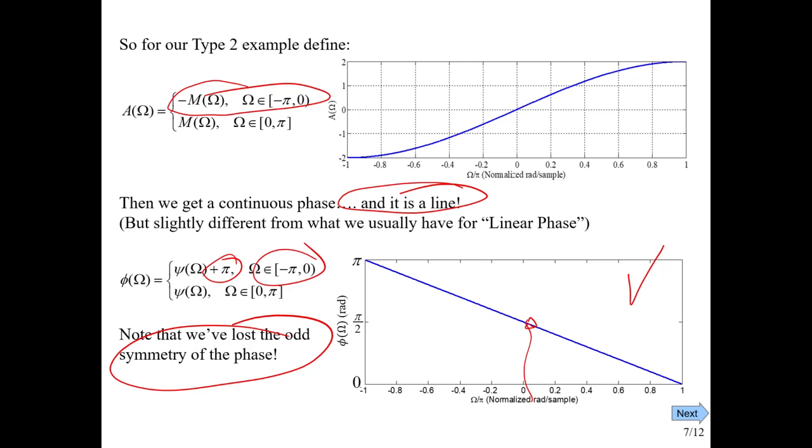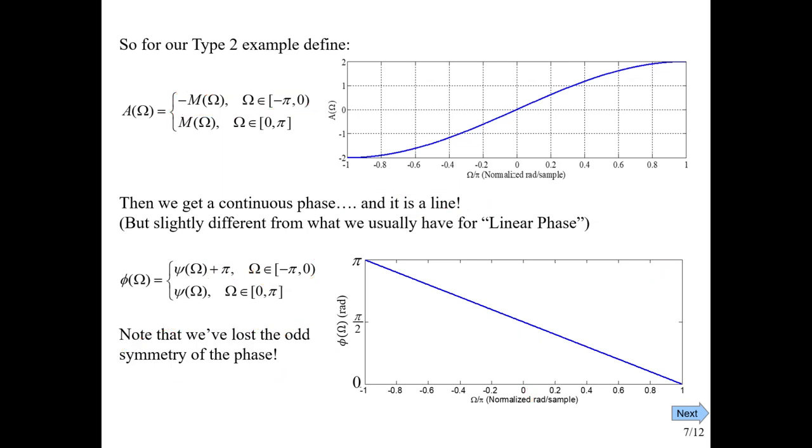But notice that this is a line, and you may remember discussions of things called linear phase. So it looks like we might want to call this linear phase, but this is different from the standard linear phase, and we'll talk about that in a subsequent slide. But that's the idea. So we've got these two types of discontinuities. We can fix both of them.